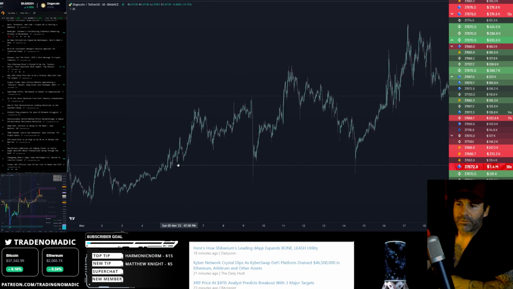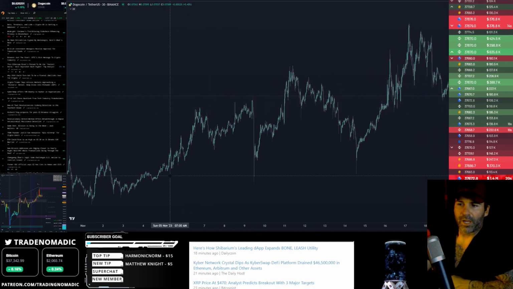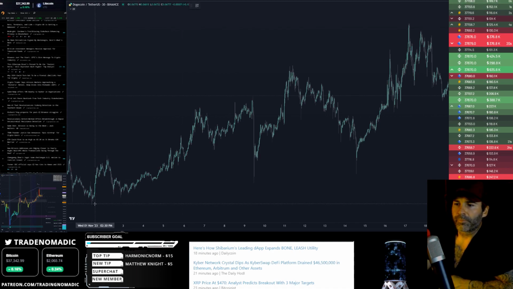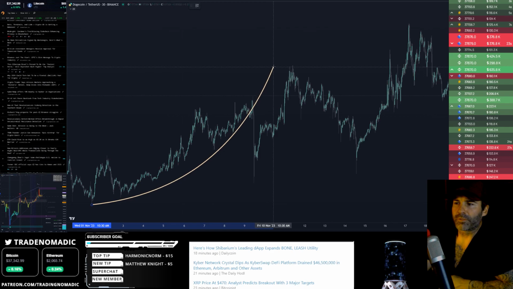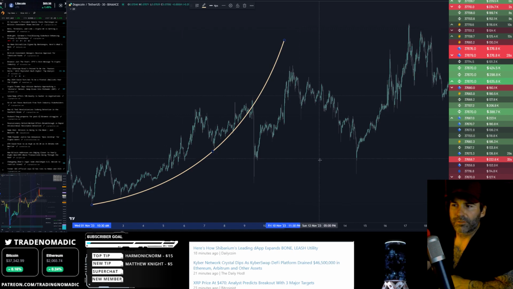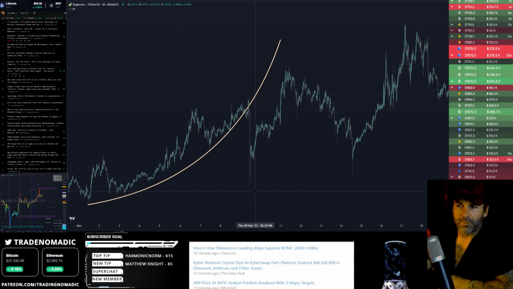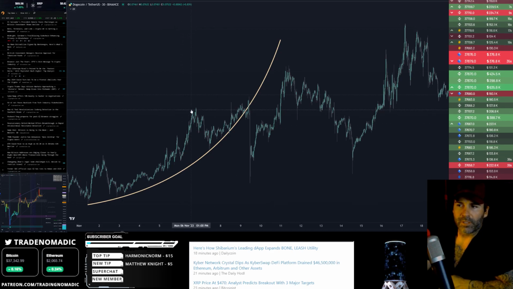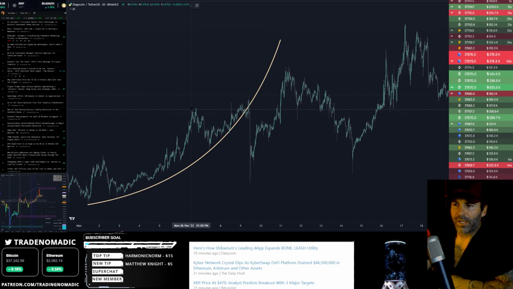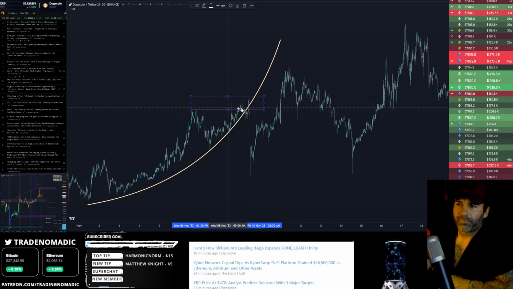So let's start right here. You've got this initial move up. Everyone's excited: oh my God, Doge to the moon, it's never coming down again, and then it comes down. But if we wait and let this move happen, we get to the top here, we get this initial high, then you start getting these wicks. We make ourselves a little zone here.